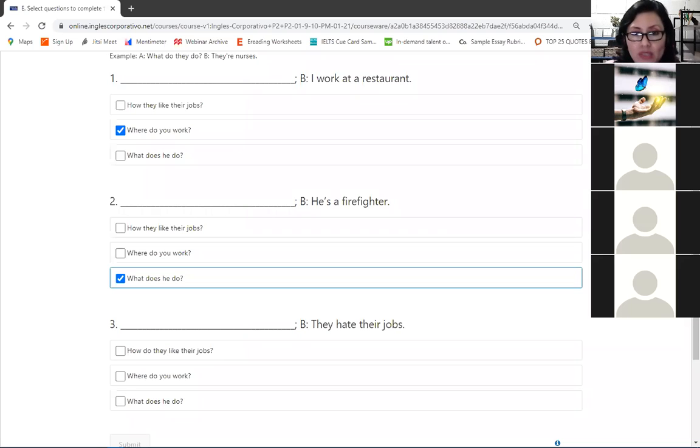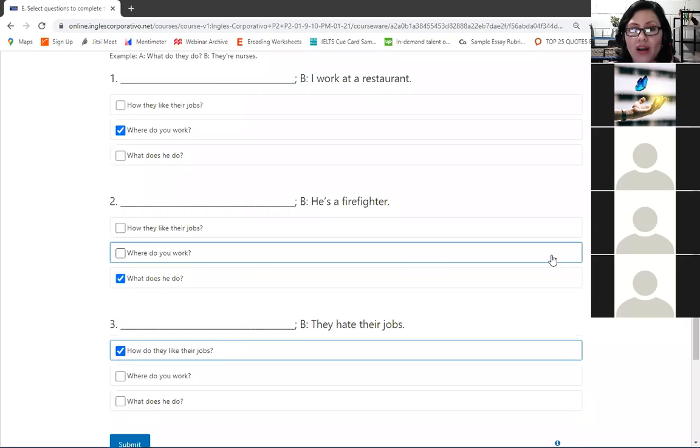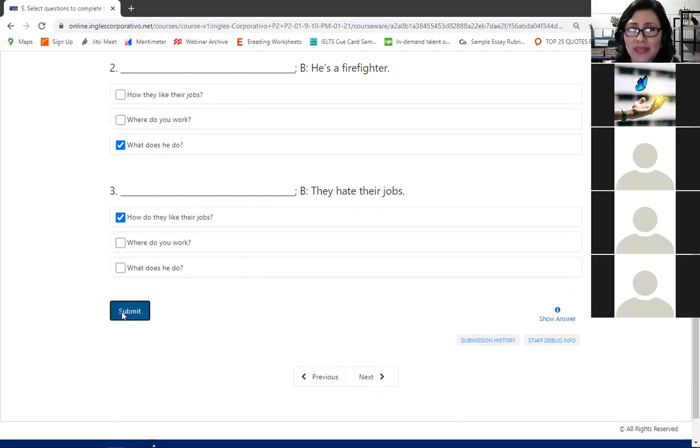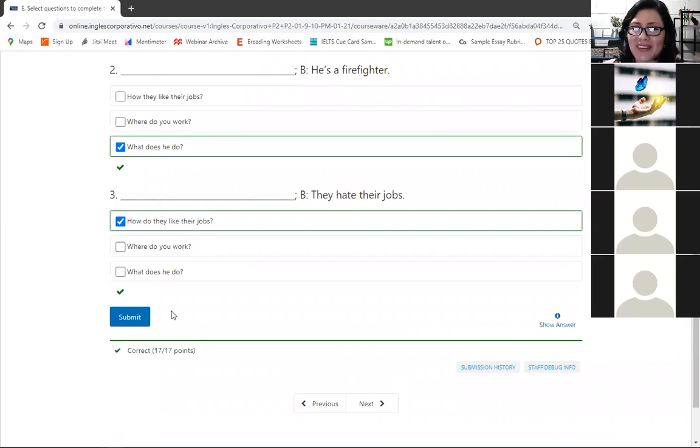Very good. And the last one, it says, they hate their jobs. How do they like their jobs? Very good. ¿Qué tanto les gusta su trabajo? How do they like their jobs? They hate their jobs, dicen acá, lamentablemente. Okay, very good.